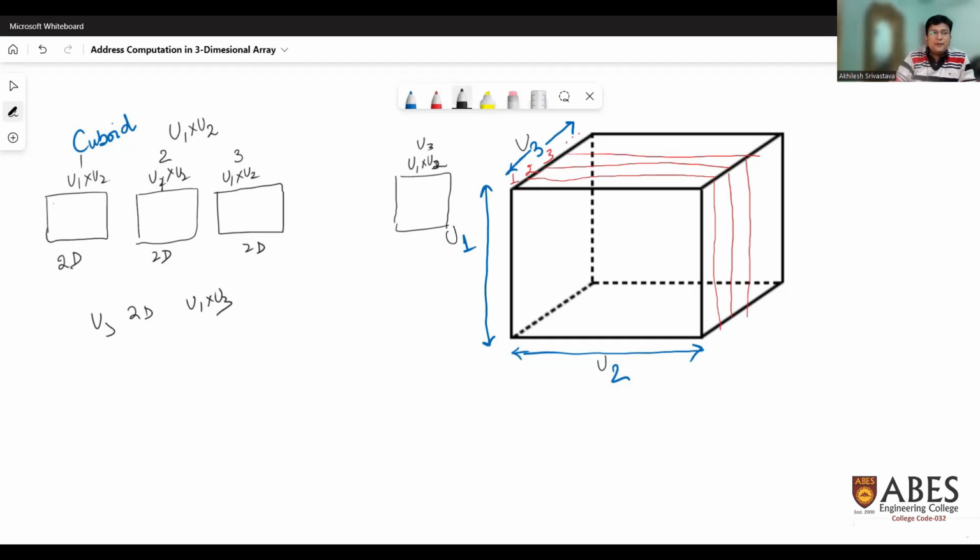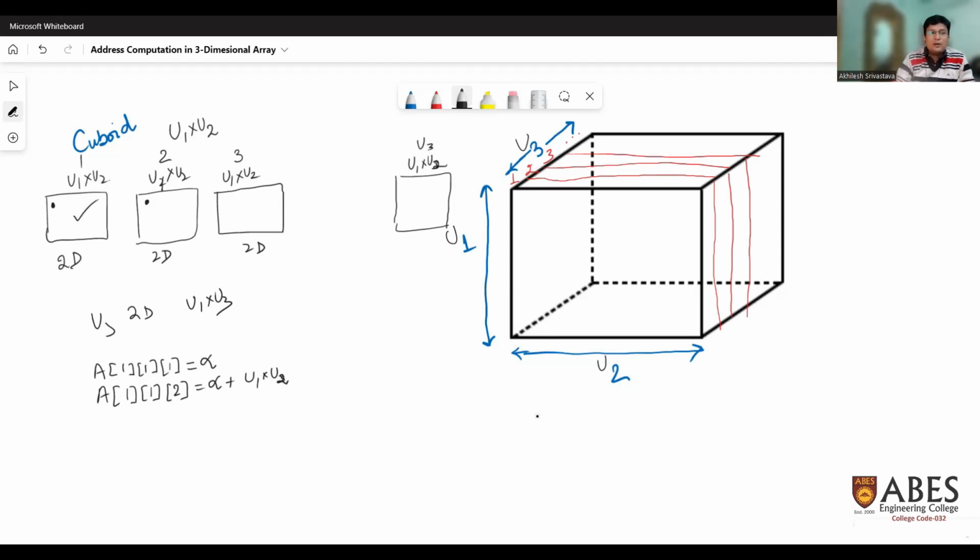If I assume that the first element is A[1, 1, 1], and the address of this element in the memory is alpha, then while storing the elements in the memory, the address of the element A[1, 1, 2] will be equal to alpha plus u1 cross u2, because the size of the first slice is u1 cross u2.